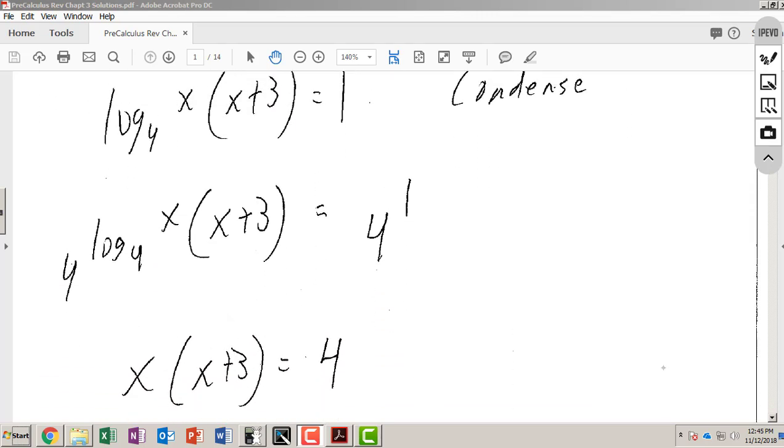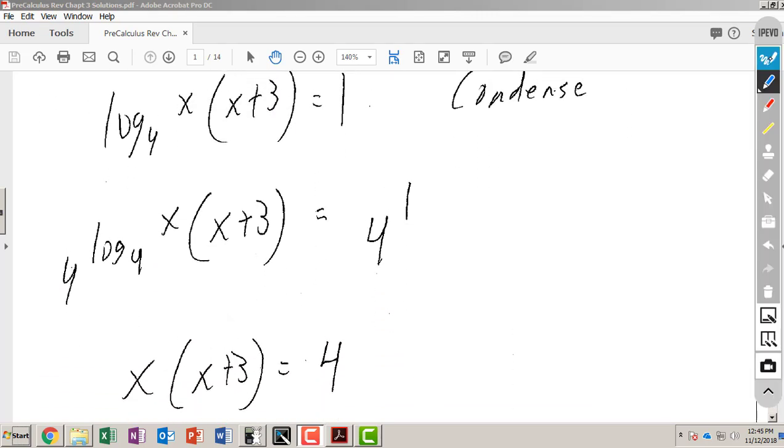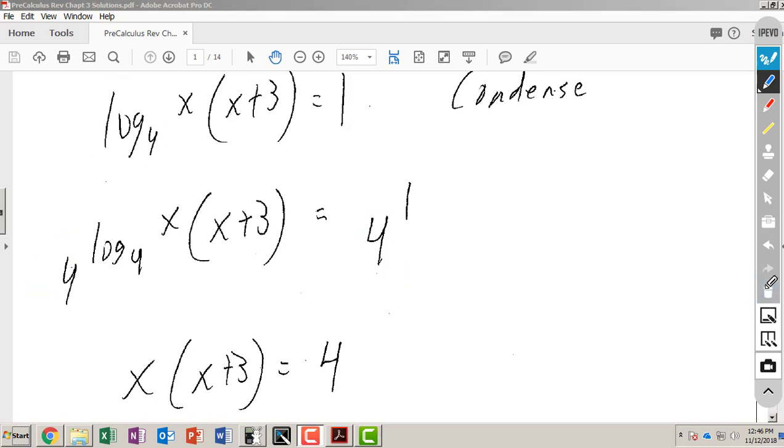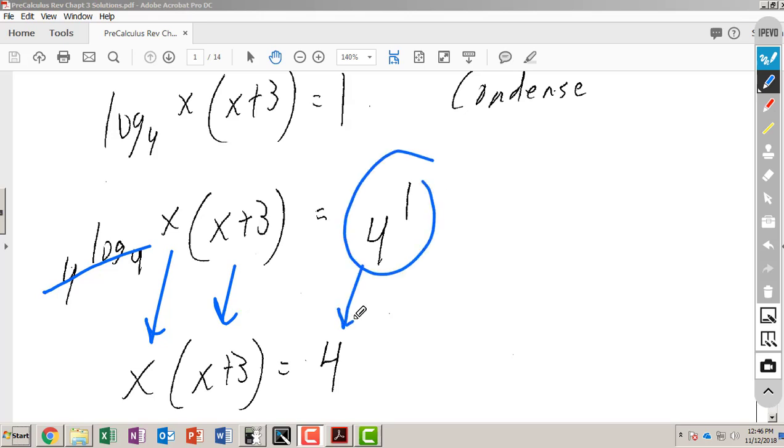Now that I've condensed it together, I can go ahead and solve this. So notice I've got a log base 4 right here, so its opposite is a base 4. So I'm going to base 4 both sides. And when I base 4 both sides, I get 4 to the log base 4 of x times x plus 3 all equals 4 to the first. Now that I've based both sides, notice that the log base 4 of 4 is going to cross out, and I'm just going to be left with x times x plus 3. And 4 to the first is going to be 4.